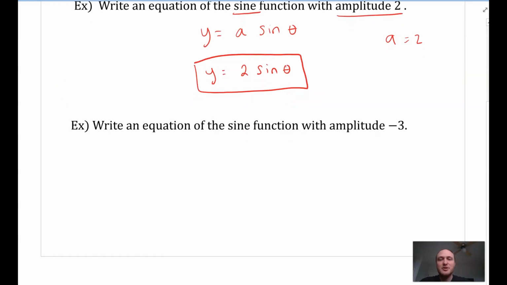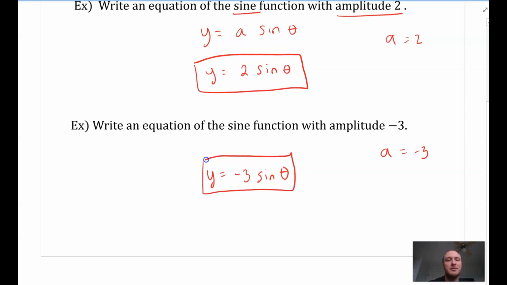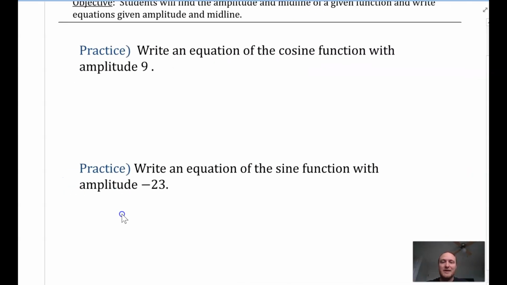Second example, write an equation of the sine function with an amplitude of -3. Okay, so following the same idea, y is equal to, okay, my amplitude is -3. My a value is -3. Amplitude really is positive. It would be +3 with an x-axis reflection. So I kind of don't like the wording here, but it's y equals -3 sine theta. Fairly straightforward, right? They give you an amplitude, you stick it out front as a multiplier in front of whatever function they say.